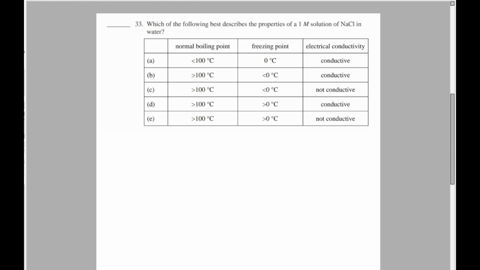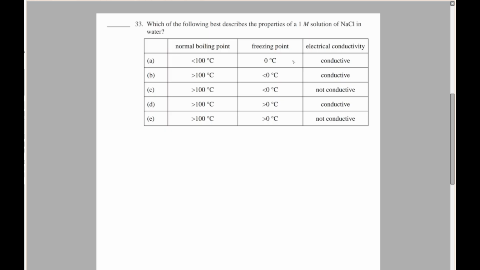Which of the following best describes the properties of a 1 molar solution of NaCl in water? So in this question, we're given this table of normal boiling point, freezing point, and electrical conductivity. Essentially, it's just asking us what's going to happen to these properties of boiling point, freezing point, and conductivity of this solution when we add table salt, or NaCl, into the water.